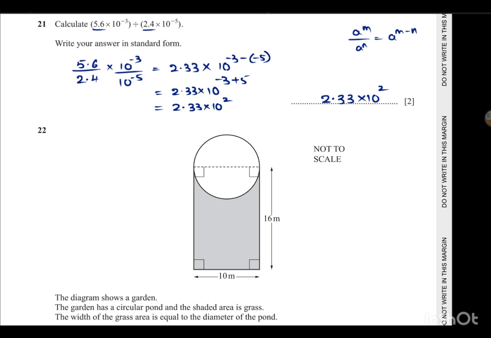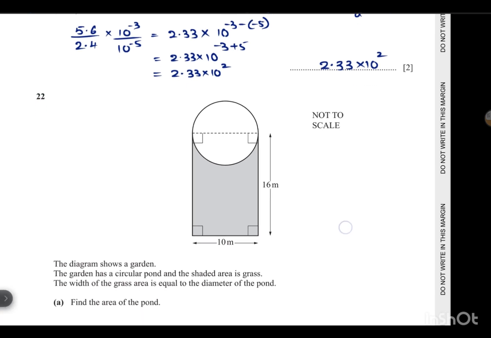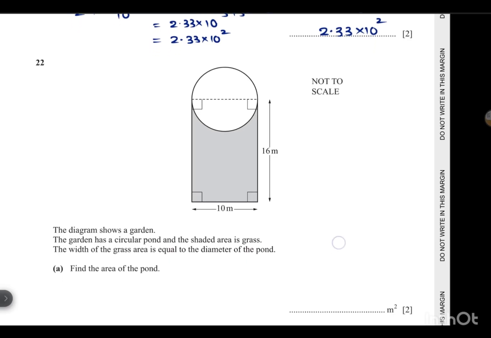Question number 22 here. This is the main question which is a little bit complicated.